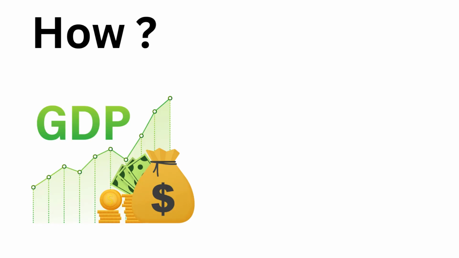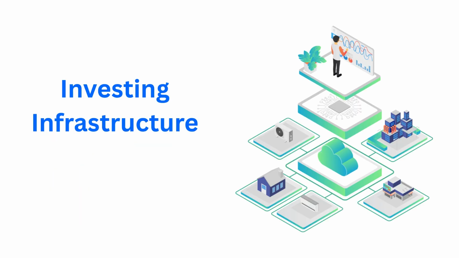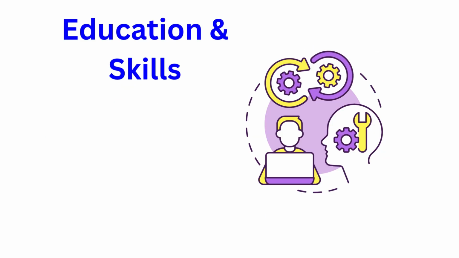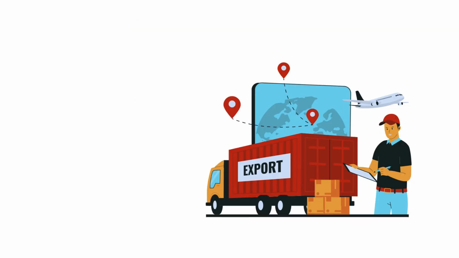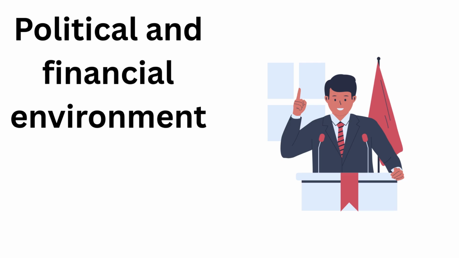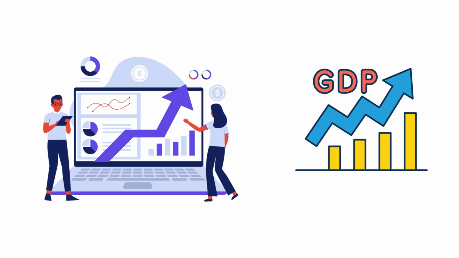Okay, so how can a country increase its GDP? Here are a few key ways. Investing in infrastructure like roads, electricity, and internet. Improving education and skills. Encouraging innovation and technology. Boosting exports and reducing barriers to trade. And keeping a stable political and financial environment. When people and businesses are more productive, GDP goes up.